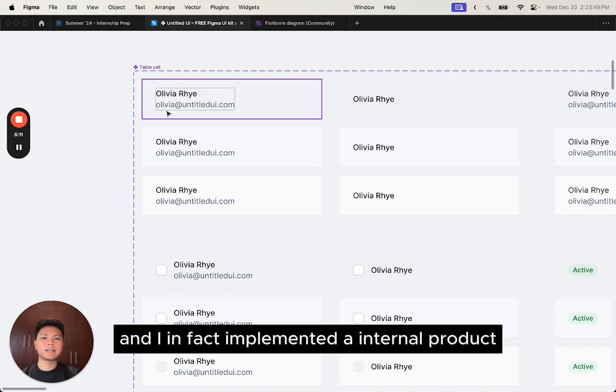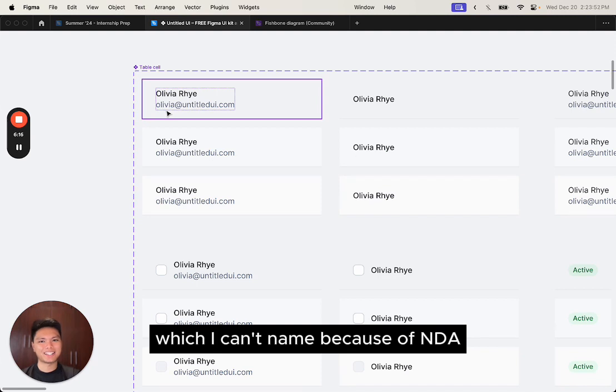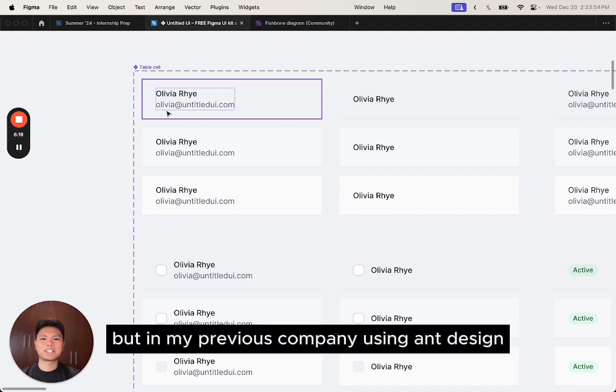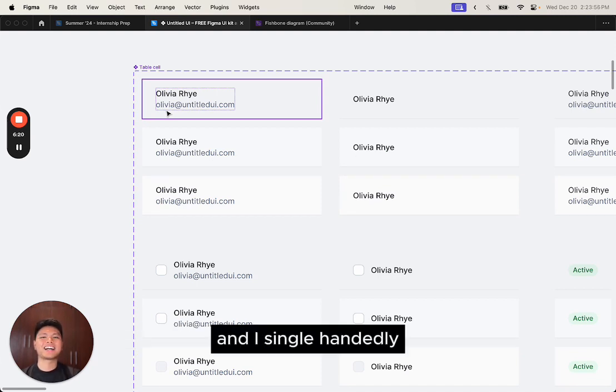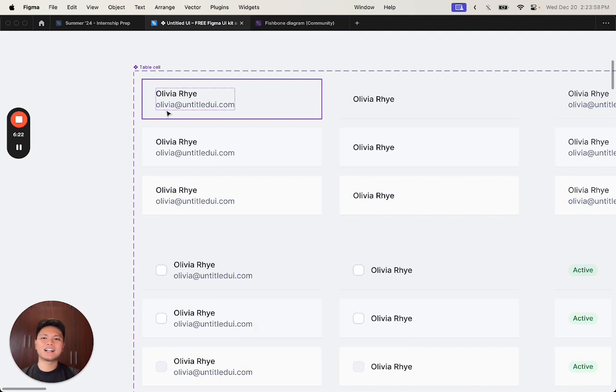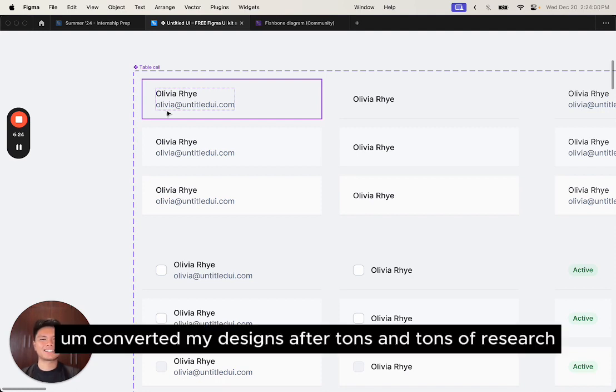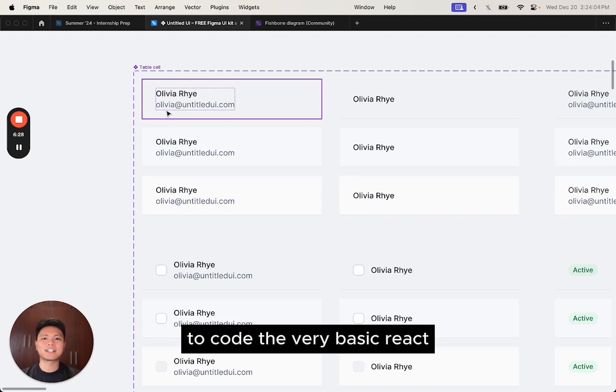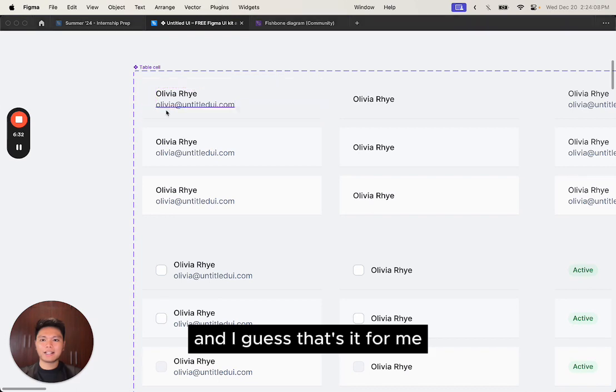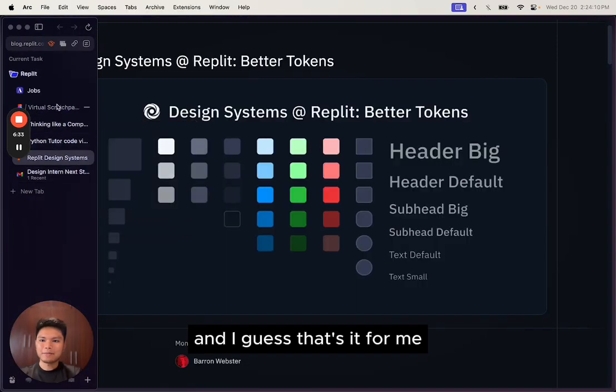And I've in fact implemented an internal product, which I can't name because of NDA, back in my previous company using Ant Design, and I single-handedly converted my designs, after tons and tons of research, to code, to very basic React skeleton code. And I guess that's it for me.